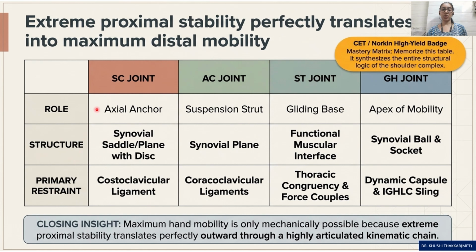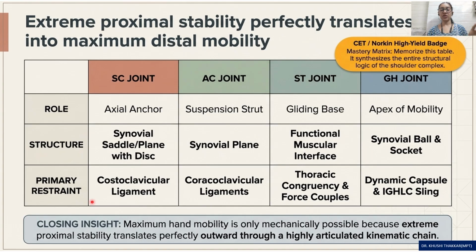Structure: the SC joint is a synovial saddle joint with a fibrocartilaginous, diagonally placed disc. The AC joint is a synovial plane joint. The scapulothoracic joint is a functional muscular interface because it is not a true joint. It is connected to the thorax via various muscles, which we will be discussing later. And the GH joint, that is the glenohumeral joint, is a synovial ball and socket joint.